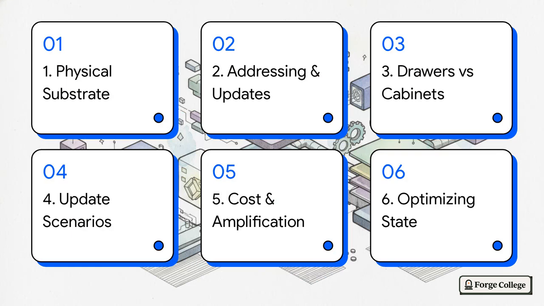So here is our engineering blueprint for today. We're going to cover where state actually lives, addressing and update primitives, a comparison of drawers versus filing cabinets, real-world update scenarios, costs and write amplification, and finally, how to optimize your state layout.